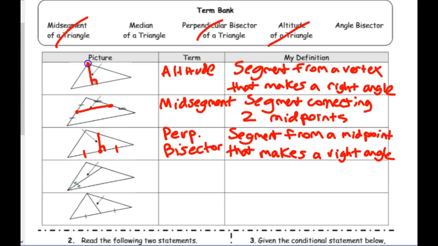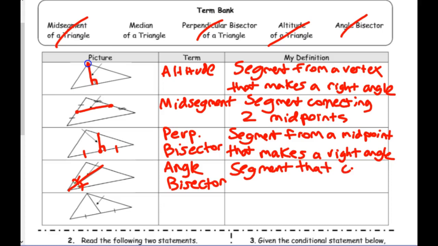This one, you can see by these tick marks that it cuts that angle in half. So if you have something that cuts an angle in half, that's an angle bisector. And what is that? It is a segment that cuts an angle in half.